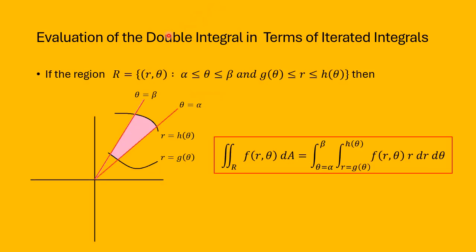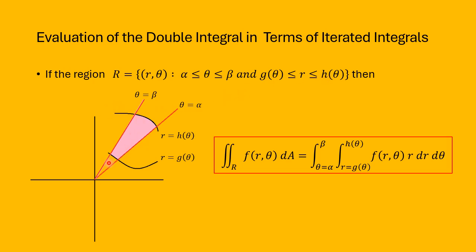So now let's see how we can evaluate one of these double integrals in terms of iterated integrals, an integral of an integral. Suppose the region R in polar coordinates is the set of points whose coordinates are r, theta, where theta is between alpha and beta, and for each theta, r is between g of theta and h of theta.